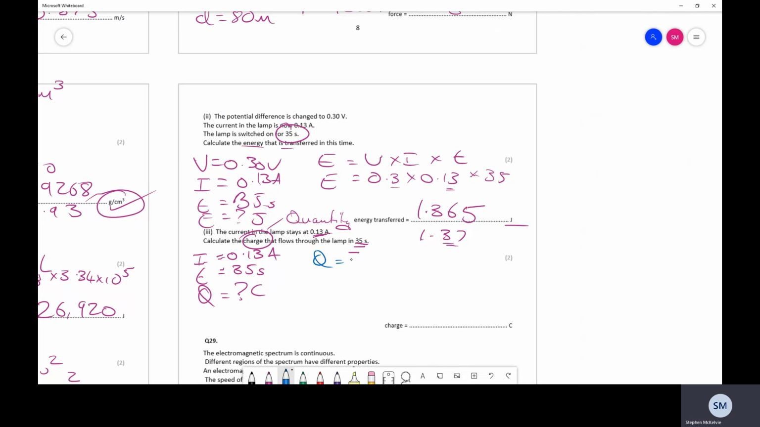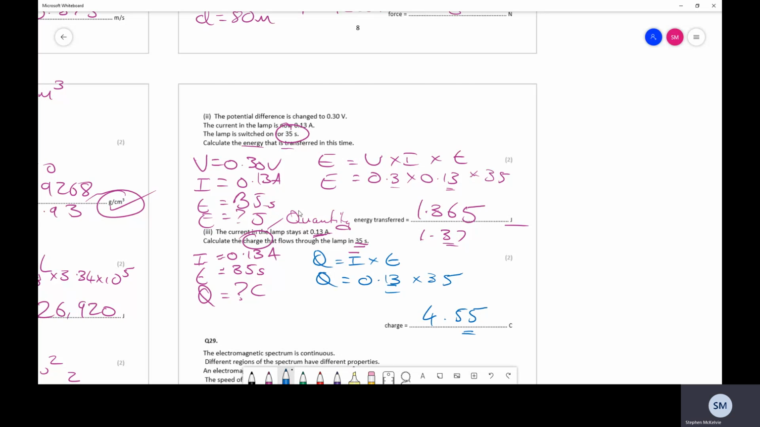Q is equal to I times T. Q is equal to 0.13 times 35. Ooh, I just said 5 there in my calculator. But I could just blame somebody else for that, I suppose. Because no one can see me doing it. Master criminal, Mr. McKelvey. Charge 4.55 coulombs. Going to leave it like that. 2 decimal points there, 2 decimal points there.